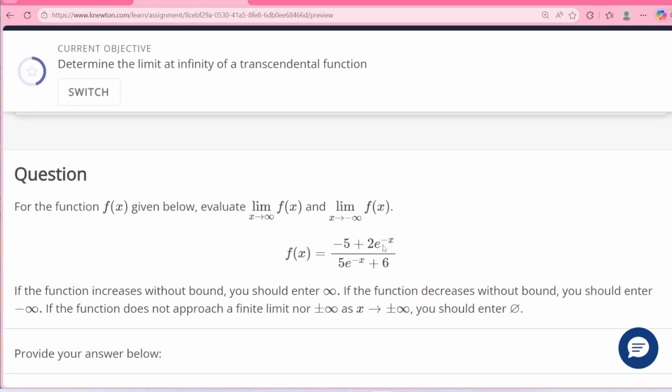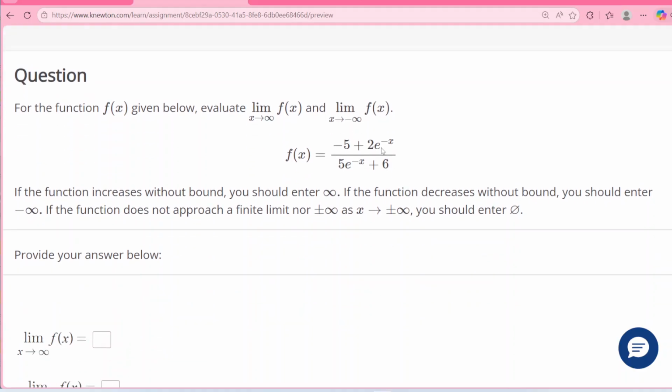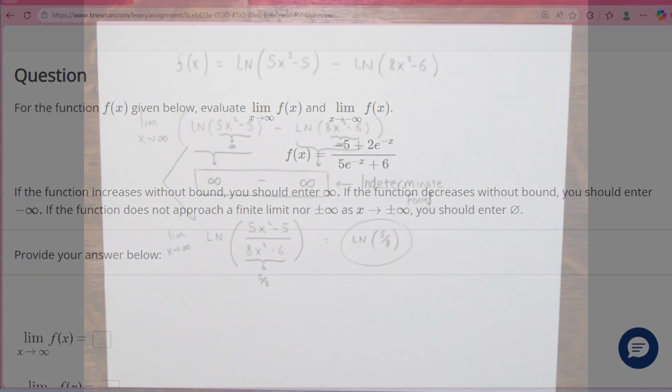All right, and this one has exponentials. So again, I'll talk about these. What happens now? Remember exponentials: if you take a base bigger than 1, like e, raise it to a negative large power, remember that's going to 0. All right, so let's write all that out.